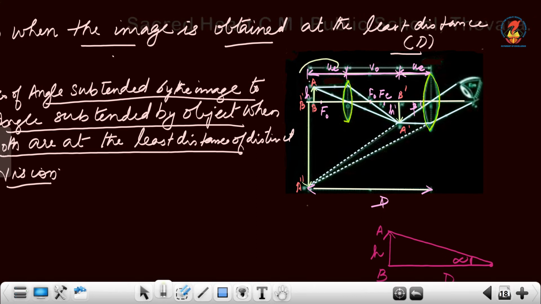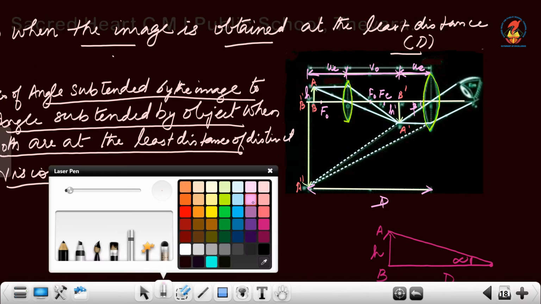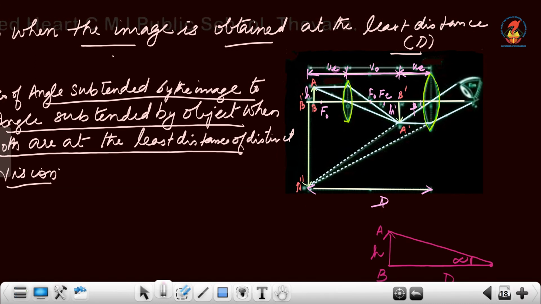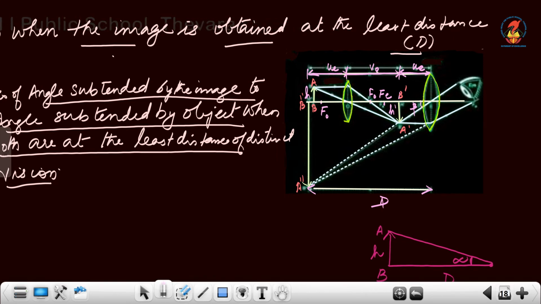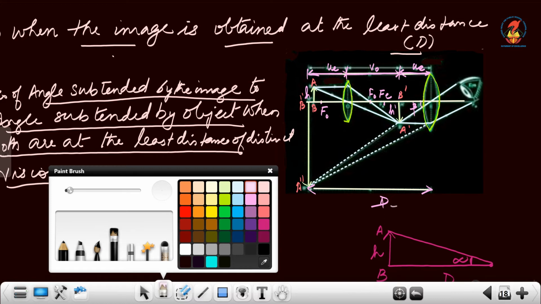Now U0 is the object distance, V0 is the image distance of the objective, UE is the object distance of the eyepiece, and D is the image distance of our eyepiece.